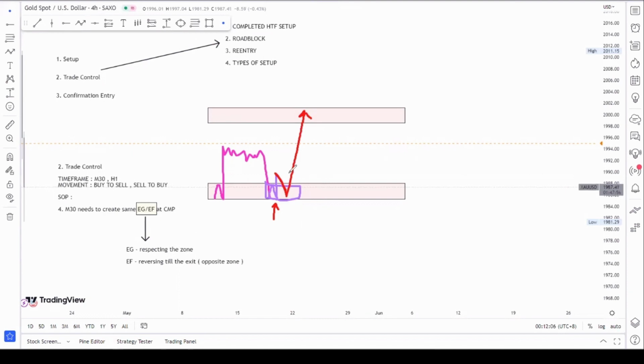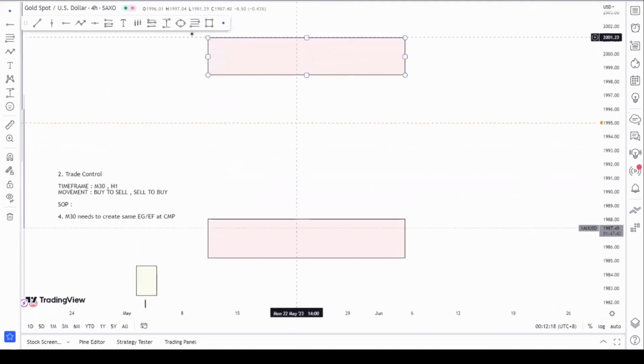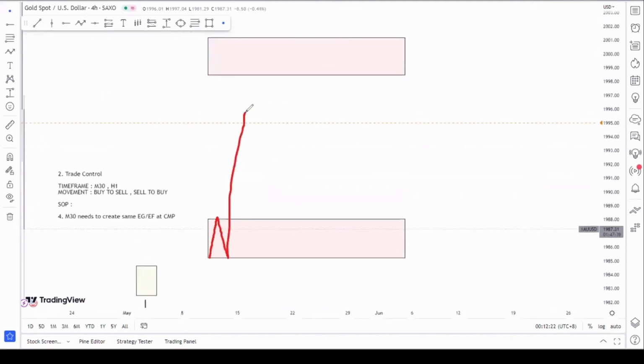Okay, so what if, for example, I'm going to draw a clear one. Let's make it quite big. So what if this is an engulfing buy? The price went down, boom here, and then we have an engulfing sell here. Okay, can you imagine it?